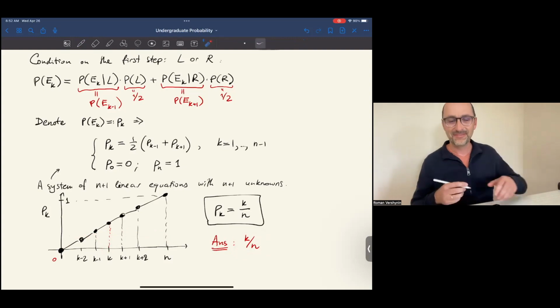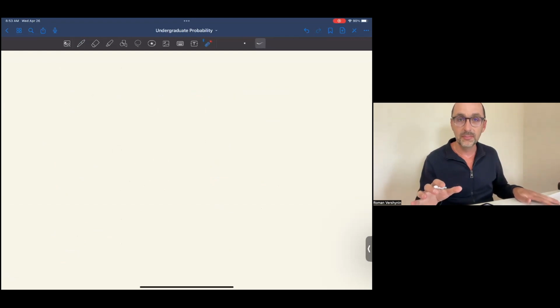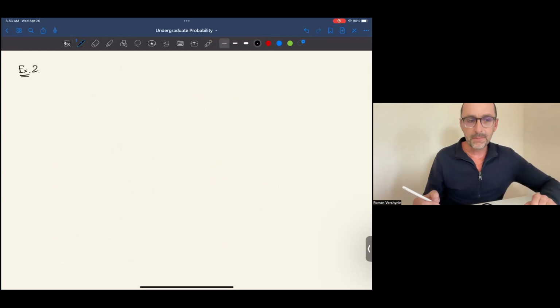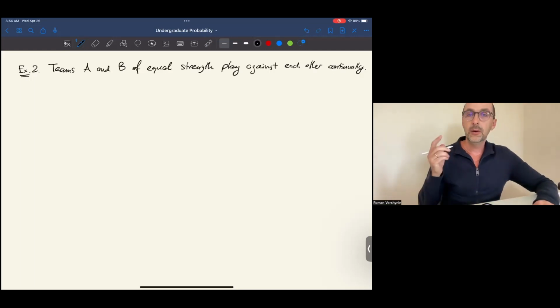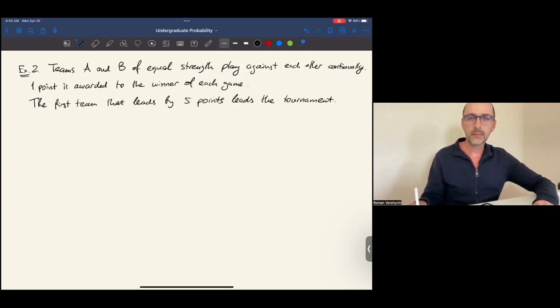divided by n. Now we solve another problem that may not sound like a problem about random walk, but it is so. Teams A and B, who have equal strength, play against each other continually. 1 point is awarded to the winner of each game. The first team that leads by 5 points wins the tournament.